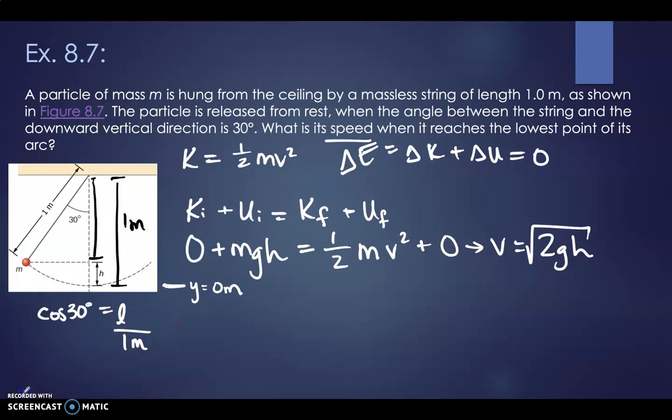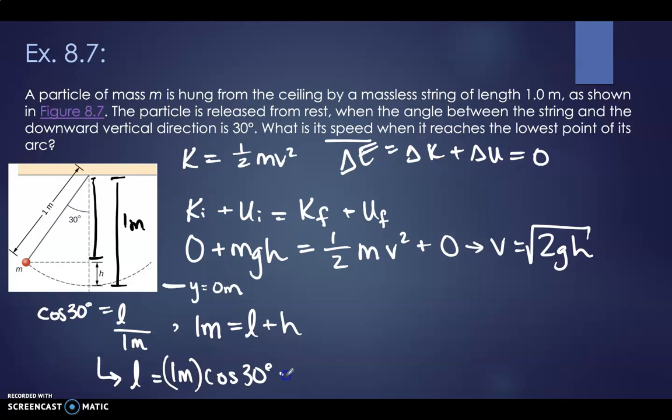So let me write this down. I'm going to write it so that 1 meter is equal to L plus h. Okay, so we know that this is L here, this length. From here I can go ahead and say that L then is equal to 1 meter times cosine 30 degrees, which is 0.866 meters. Okay, so that's our L.